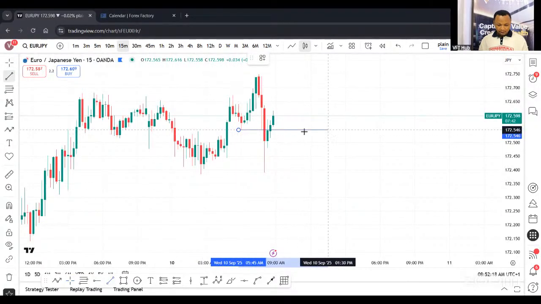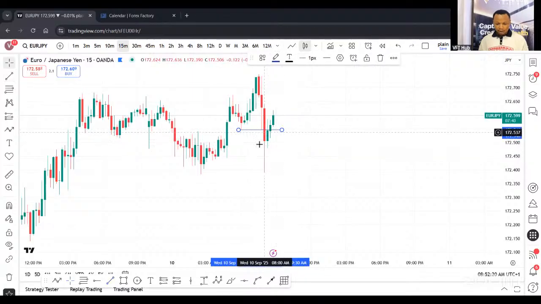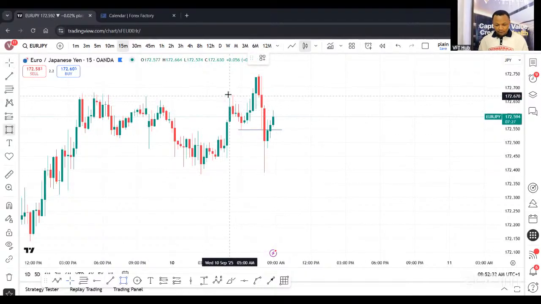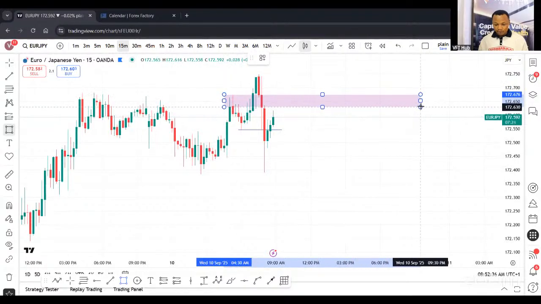You can see it right here. Structure was taken out around this point somewhere like an hour ago or so. So right now, Euro JPY rather, we're expecting to see an entry signature. So I want to see price return to this level here. Okay, so I'm just showing you where I'm going to sell Euro JPY from.